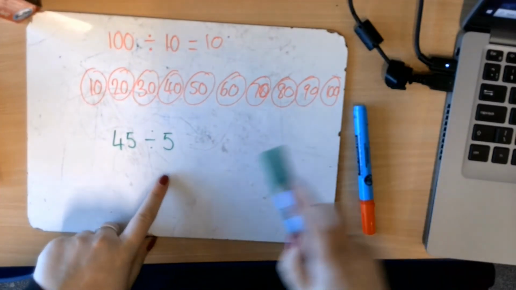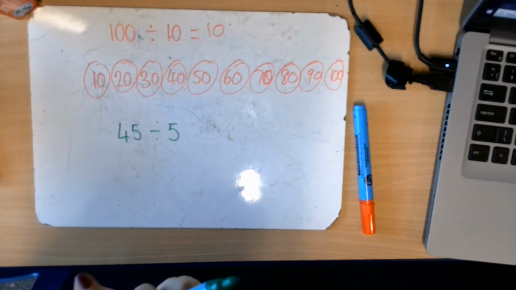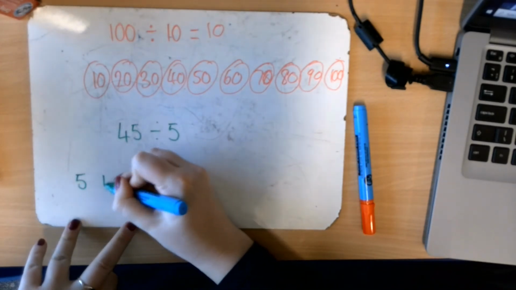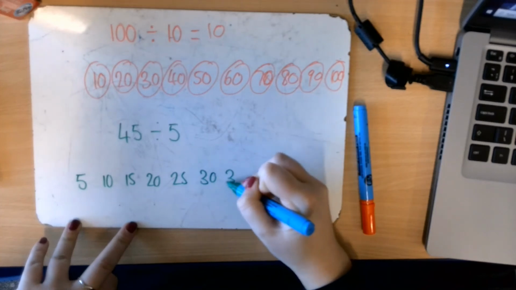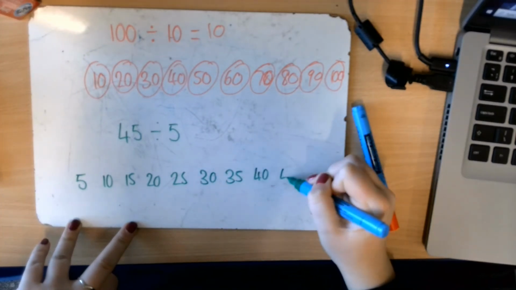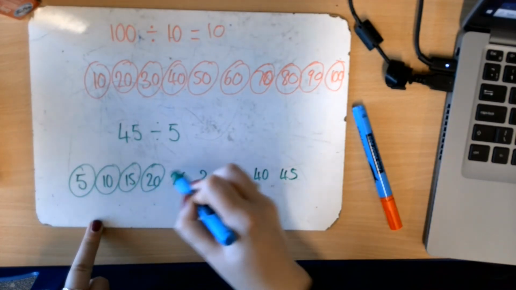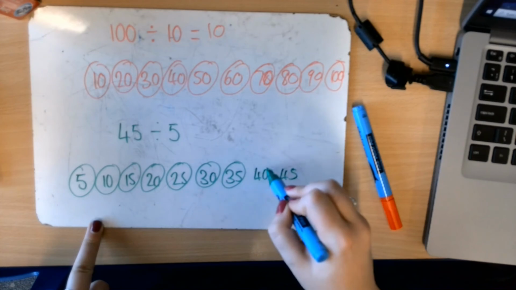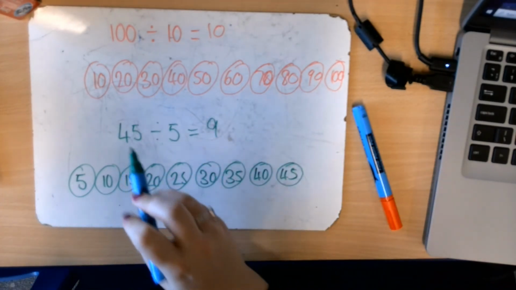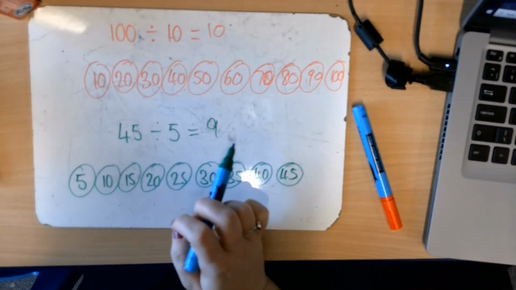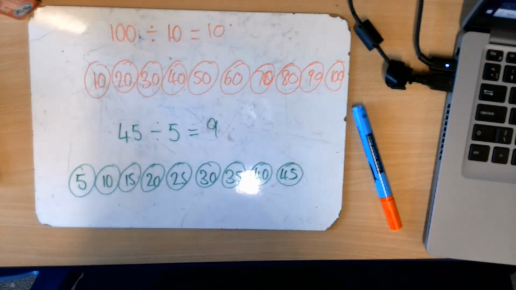Let's try this one. We are finding groups of 5. How many groups of 5 in 45? Well, let's use that strategy to see. 5, 10, 15, 20, 25, 30, 35, 40, 45. One group of 5, 2, 3, 4, 5, 6, 7, 8, 9 groups of 5. 45 divided by 5 is 9. There are 9 groups of 5 in 45.